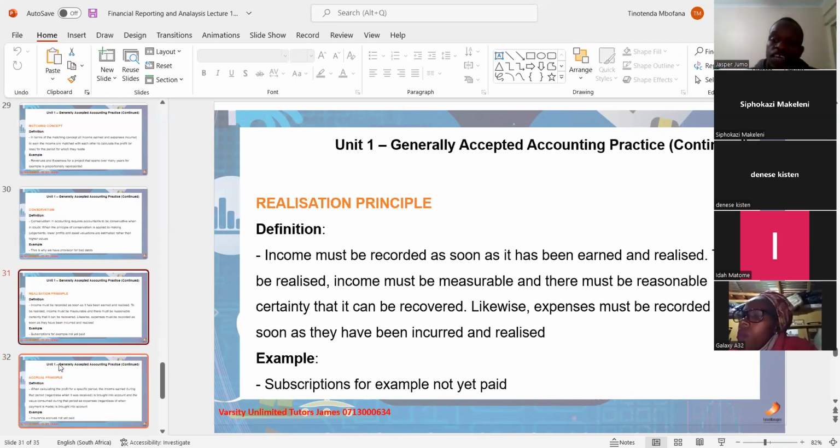And then you go to the next one, which is the realization principle. With the realization principle, we're just saying that if you've realized an income, please record it. If it is unrealized, please do not record it. So for example, let's talk about shares. I think shares can be a good example. If you bought some Vodacom shares at the beginning of the year, let's assume that they were going for 100 rand when you bought them, and now today the price is 400 rand for the share, which means that they've gained 300 rand.